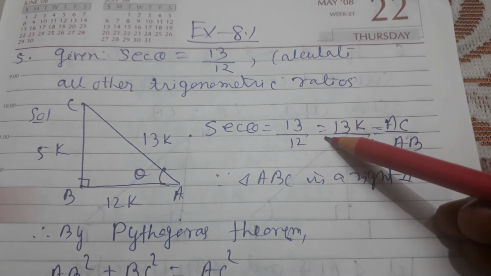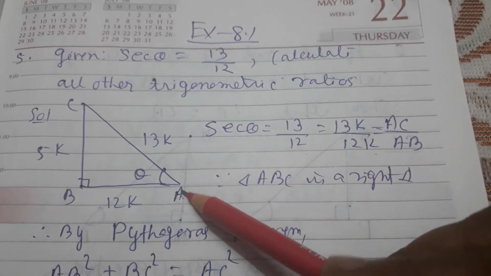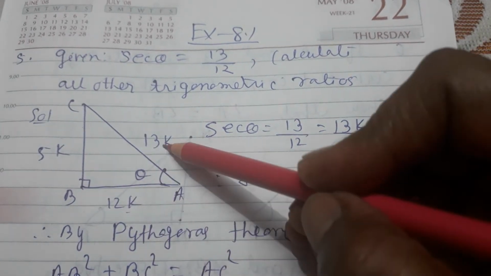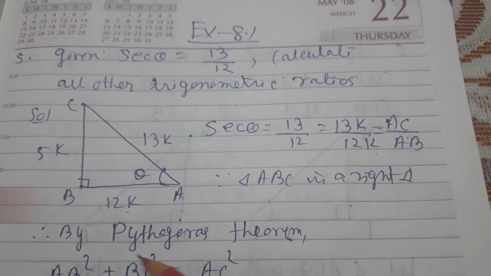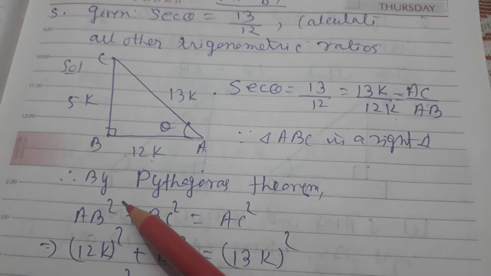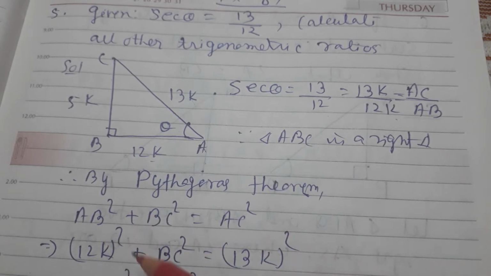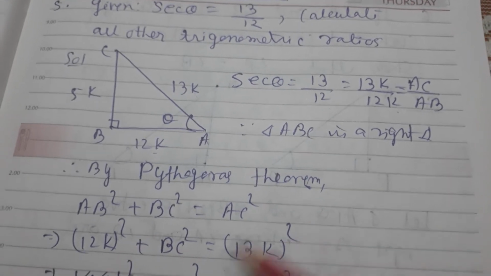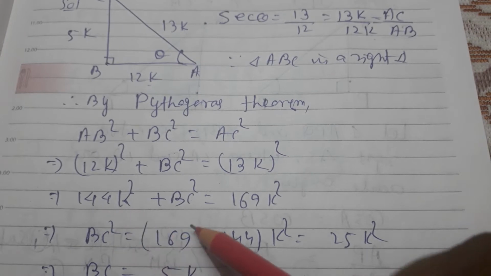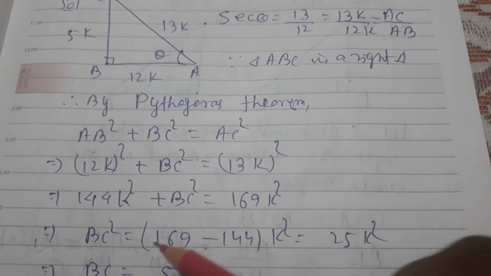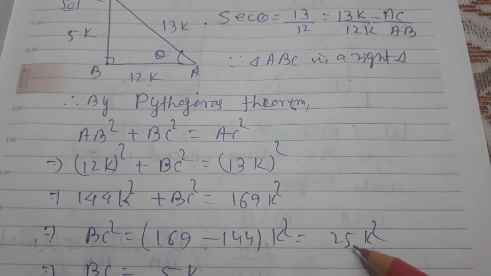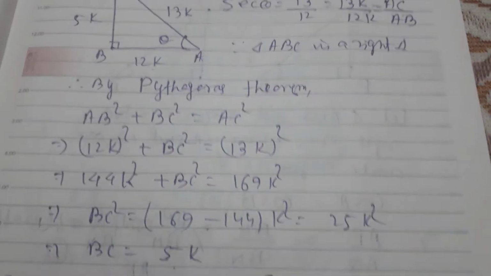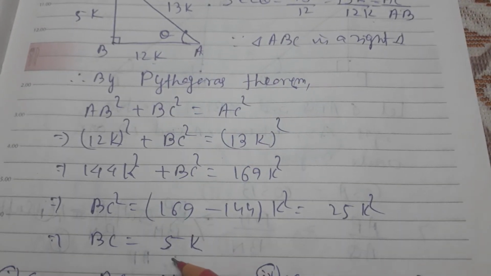Sec theta equal to H by B. So from this respective angle, this is P, opposite side, this is B and this is H. So H by B. And now BC you have to take out. Since triangle ABC is a right triangle, so by Pythagoras theorem, AB square plus BC square equal to AC square. So 12k square plus BC square equal to 13k square. So this is 144k square plus BC square equal to 169k square. So BC square equal to 169 minus 144k square, that is 25k square, and BC equal to square root of 25k square, that is 5k.